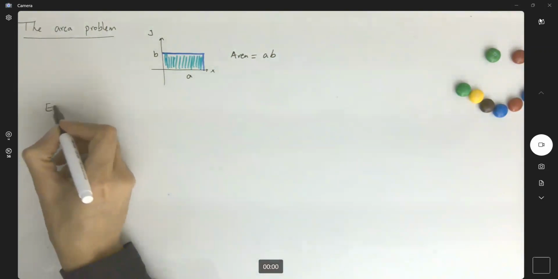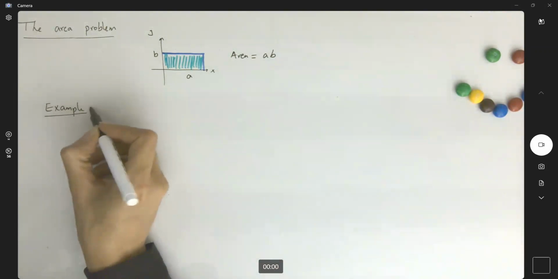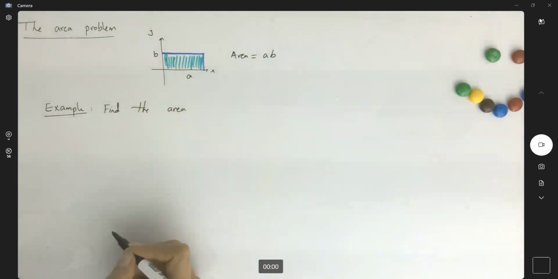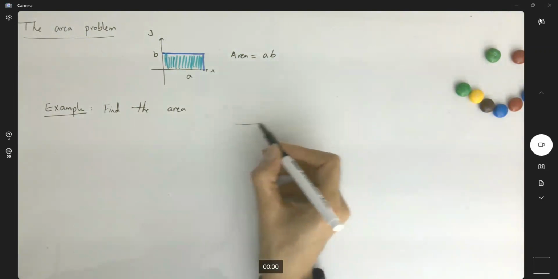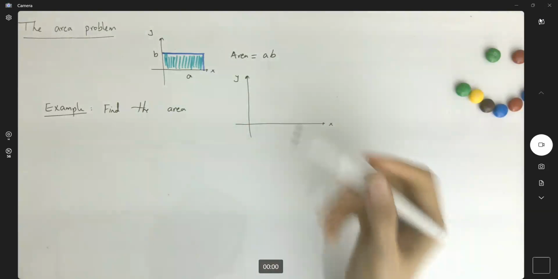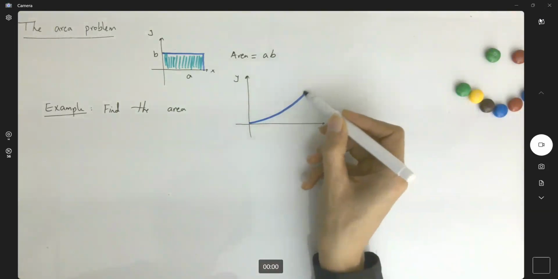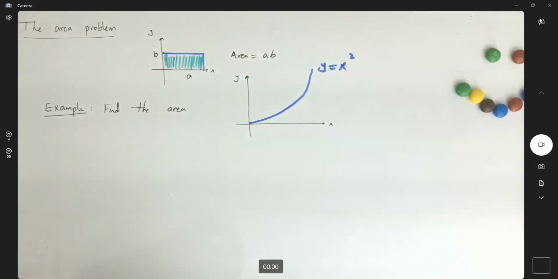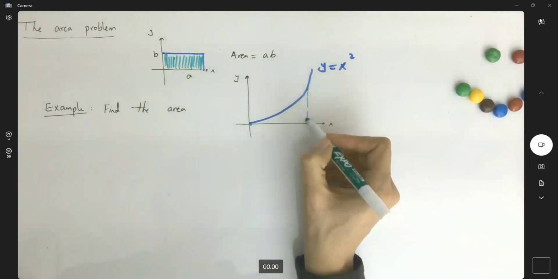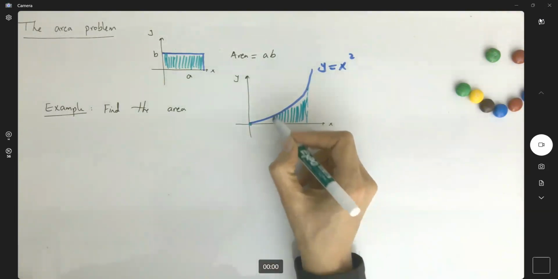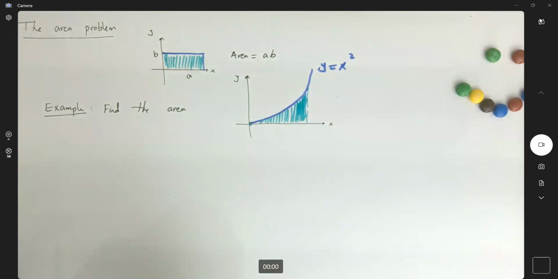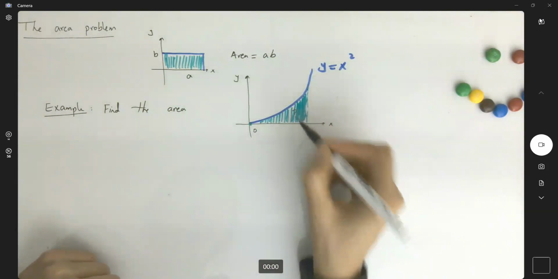But if I ask you to find the area of the following two-dimensional object, we have x and y, and here you have your parabola, y equals x squared, and I ask you, find the area of this object bounded between 0 and 1 below the graph. Between 0 and 1, what is this area?